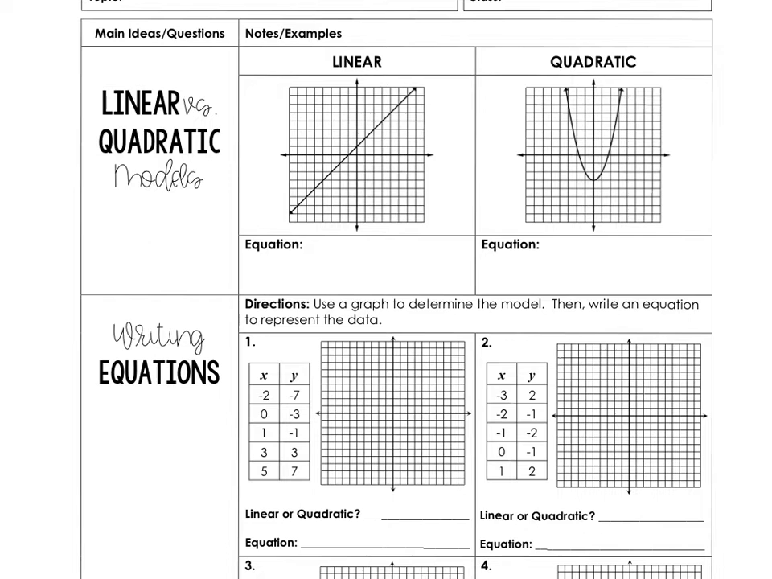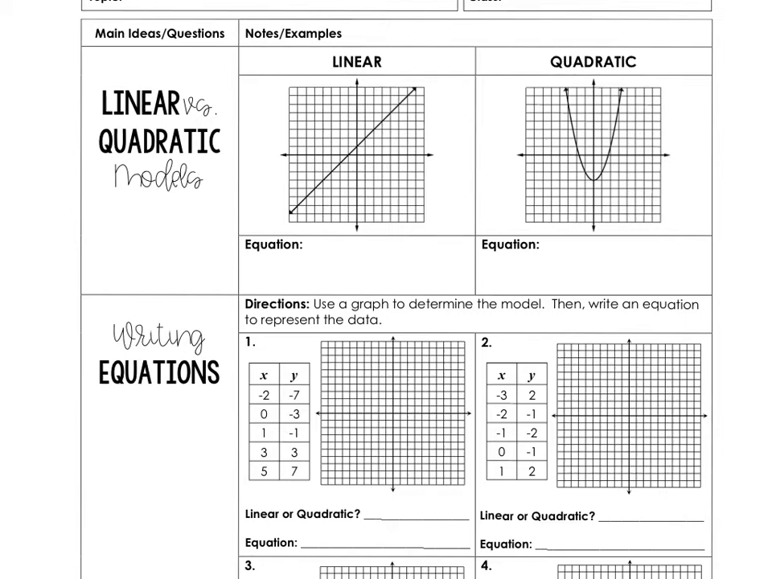Linear versus quadratic models. And you guys have already had some experience with linear models, linear regression, line of best fit. This was last semester, but we used our calculator to calculate the line of best fit. And we're going to be doing the same thing today. So hopefully as we get into some of these examples, your memory will get triggered.